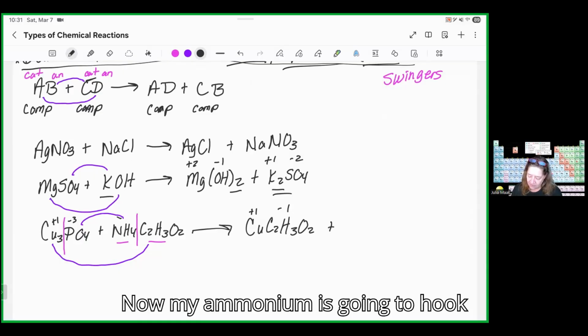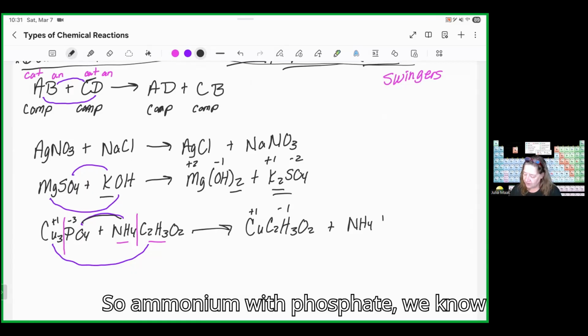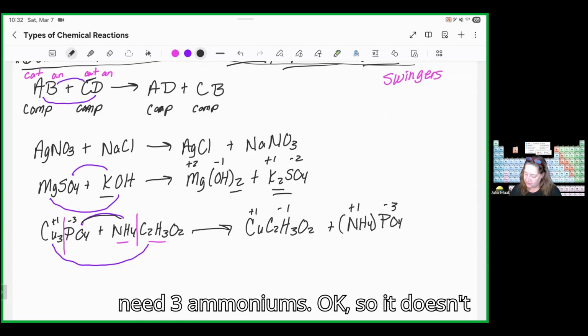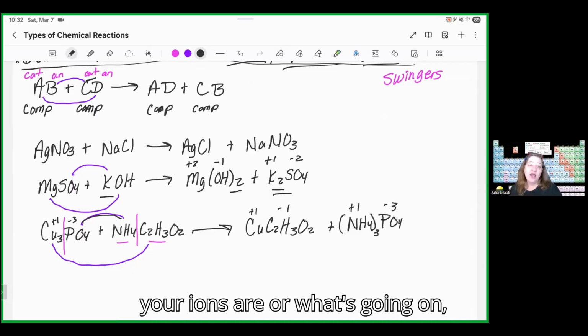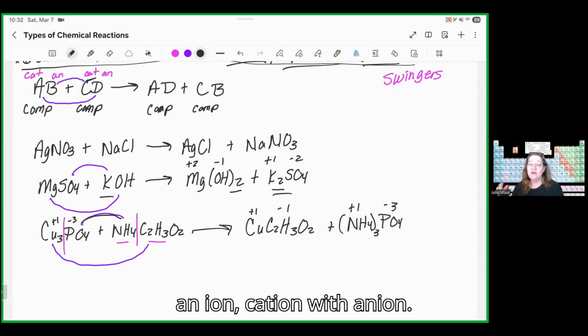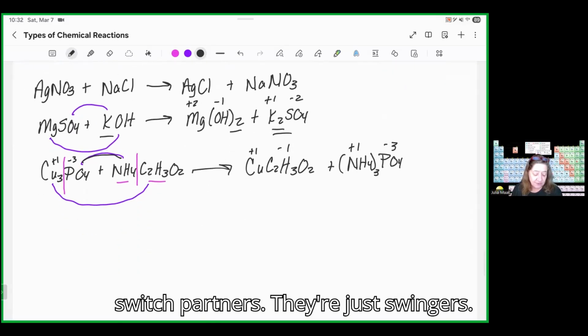Now my ammonium is going to hook up with my phosphate. So ammonium with phosphate, we know ammonium is +1, phosphate -3, so I need 3 ammoniums. Okay, so it doesn't matter how much is there or what your ions are or what's going on, you just switch partners. Cation with anion, cation with anion. Double replacement reaction, they just switch partners, they're just swingers.